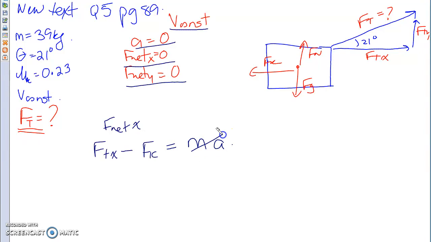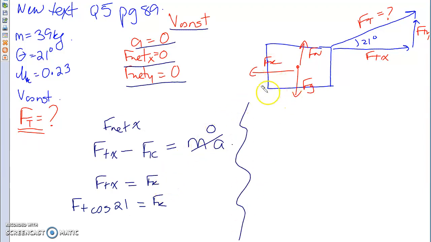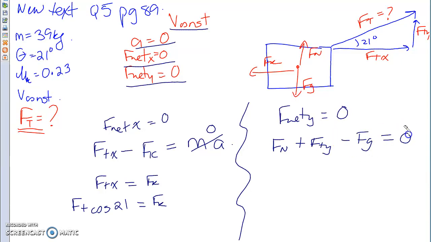Now of course mass times acceleration is 0, so this goes to 0. Therefore your FTx equals your Fk. FTx is Ft cos of 21, which equals Fk. Now we don't know what Fk is. To calculate my Fk, I'm going to look at the y direction. So F net y equals 0 as well. In the y direction, I've got 3 components to that force. It's going to be Fn, which is going upward, plus Fty, which is going upward, minus Fg, which is going downward, which equals 0.